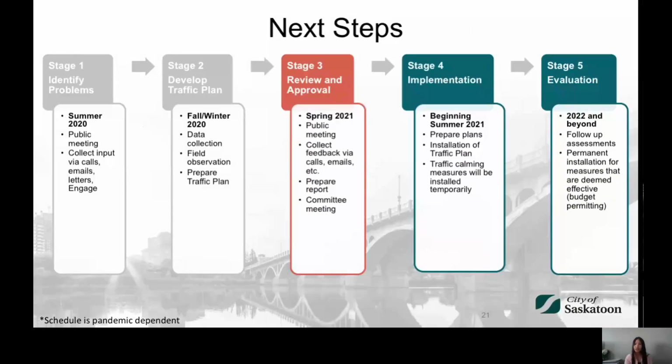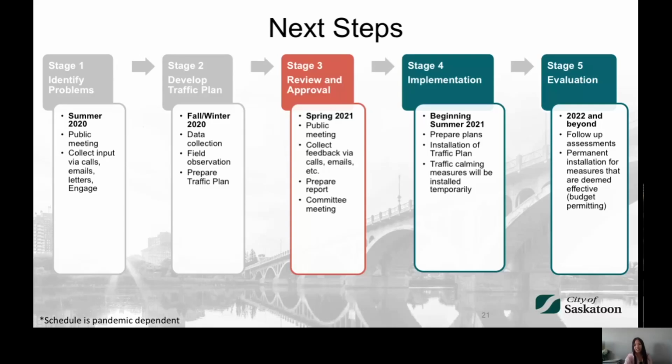Here is the schedule again. The next step in stage 3 of the neighborhood traffic review process will be to collect feedback on these recommendations. The comment period will be open until April 16, 2021. Once that comment period has come to an end, we will finalize the traffic plan and prepare a report to present to the Standing Policy Committee on Transportation.